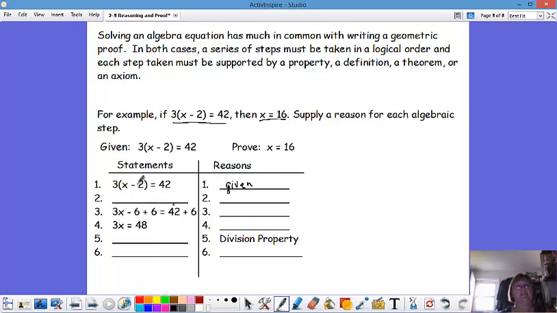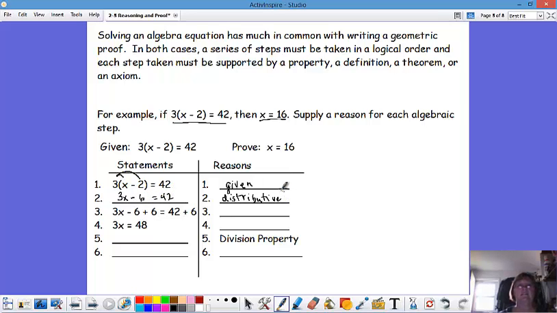Now, I'm going to ask you to think about this. Forget about the reasons column over here. If you were going to solve this equation, what's the first thing that you would do? I'll bet you that many of you are saying, I'd distribute, and you'd be right. The first thing we're going to do is apply the distributive property. And that means that that 3 gets sent to both places in the parenthesis. 3 times x, 3 times 2, and there was a minus in there. 3x minus 6 equals 42.